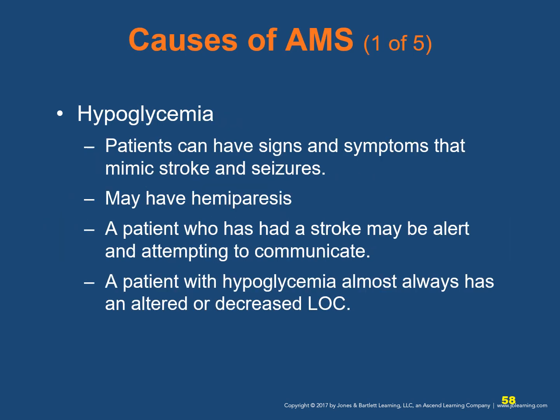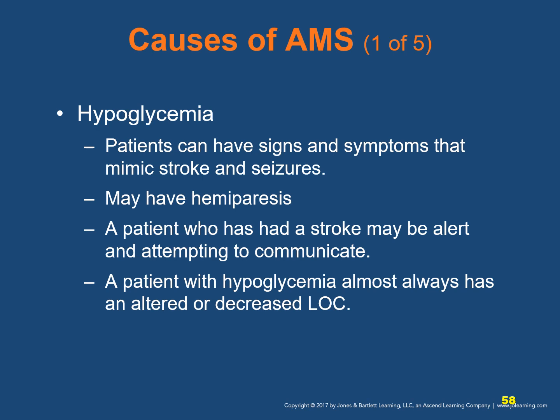Causes include hypoglycemia, hypoxemia, intoxication, delirium, drug overdose, unrecognized head injury, brain infection, body temperature abnormality, brain tumor, and an overdose and/or poisoning. Causes of altered mental status. When we're discussing those, let's talk first about hypoglycemia. Patients can have signs and symptoms that mimic stroke and seizure. In these cases, the patient may have hemiparesis, similar to what occurs as a result of a stroke.